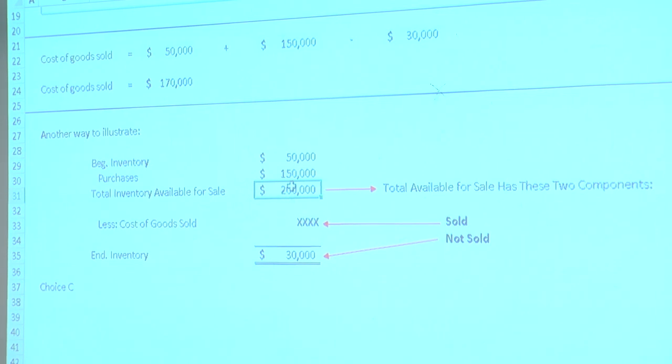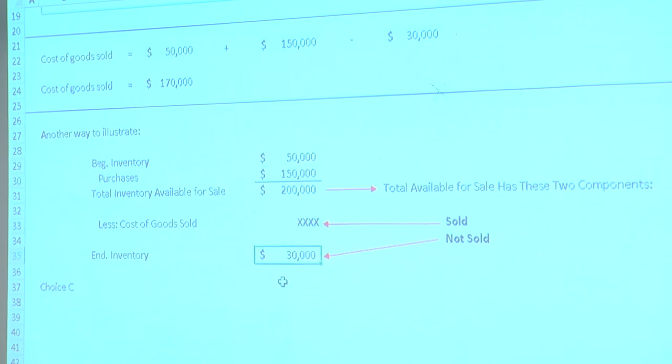So that amount then has 2 components. You can only do 2 things with that inventory. You can either sell it or it remains in your inventory at the end of the year, and thus is your ending inventory. So your beginning inventory and your purchases are always going to add up to the combination of your ending inventory and your cost of goods sold. Your cost of goods sold is everything that you sold, and ending inventory is everything that's left.